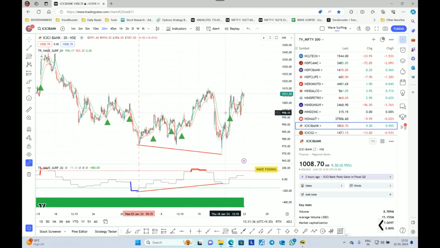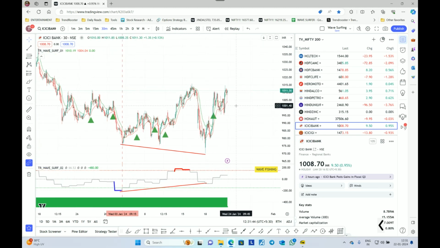So this breakout makes us the A2 entry, and this is your stop loss. This is the A2 entry. So I say there is a possibility to go up further. Okay. With this example, I will conclude the A2.